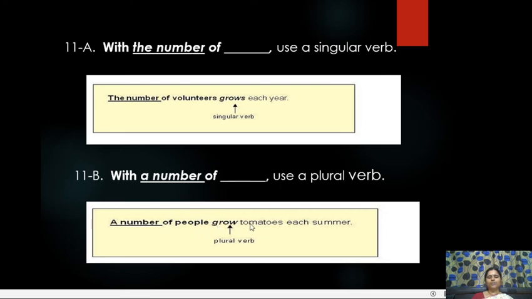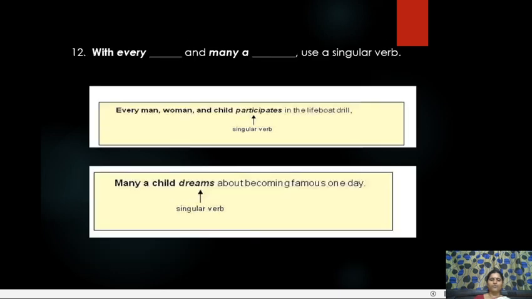A number of people grow tomatoes each year. Here, a number in the sense we are referring to each and every individual. So, here we have to take a plural verb. We are referring to all the people, and so we have to take a plural verb. The difference is when you use the article the before number of, then we use a singular verb. If you use the article a before number of, then we use a plural verb.